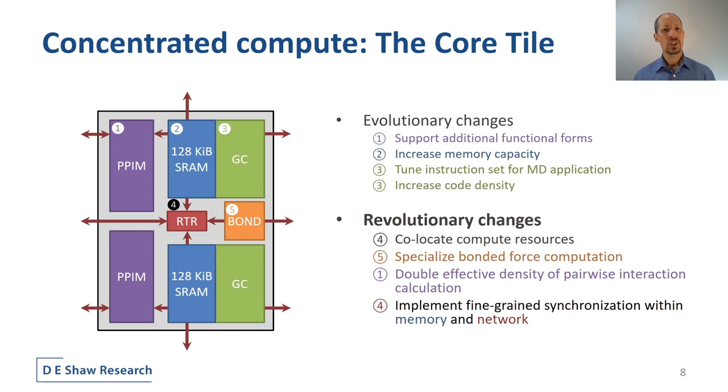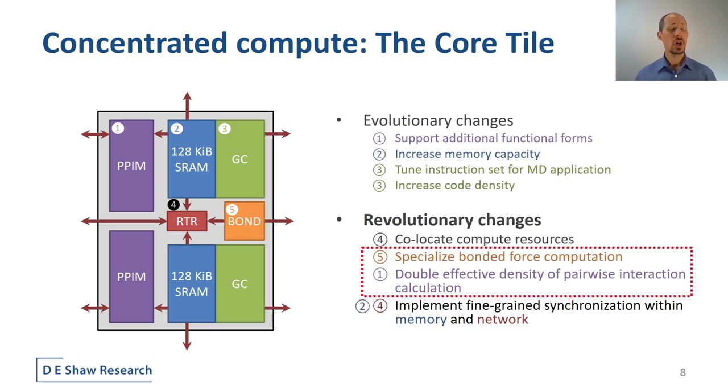The bond computation bottleneck has been relieved by introducing a new specialized pipeline for bonded force computation. Pairwise interaction throughput per unit area is doubled thanks to a novel decomposition of the range-limited interactions. Finally, synchronization functionality is now distributed between the memory and network, eliminating the need for a separate dispatch unit. I'd like to dive in a little more deeply on two of these innovations, starting with the bond computation.